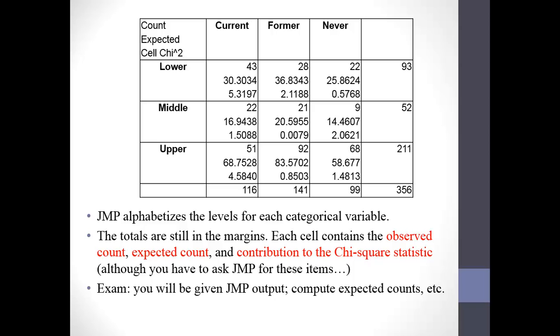So maybe just a quick note about the exam. This material will be showing up on the exam, but what we'll give you on the exam is output from JMP, which we'll look at in a second here. And you might have to calculate some expected counts or some contributions or something like that, kind of like we've done already. But you'll be using the technology output on the exam.